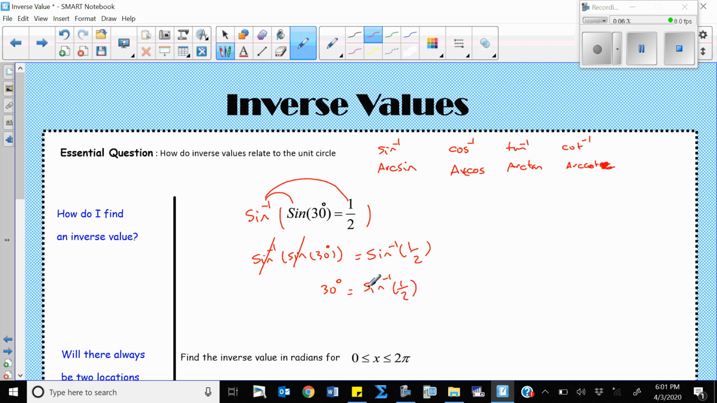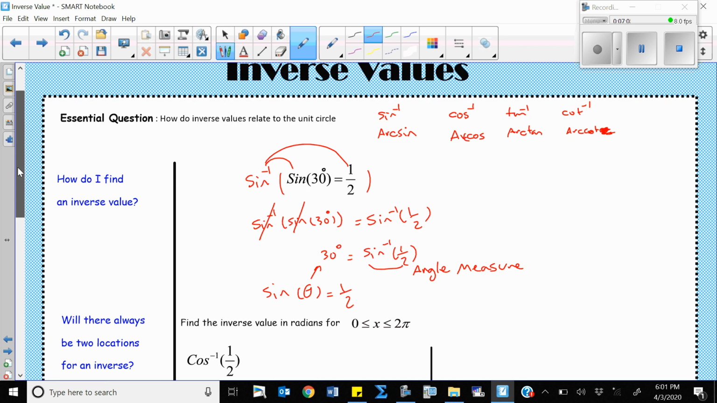Basically, we can say that inverse function is equal to an angle measure. So if you see an inverse function, that means we're looking for an angle measure. So we can say there is an angle, let's call that theta, that sine of that angle is equal to 1/2 in this case. And what is that theta? That's 30 degrees.